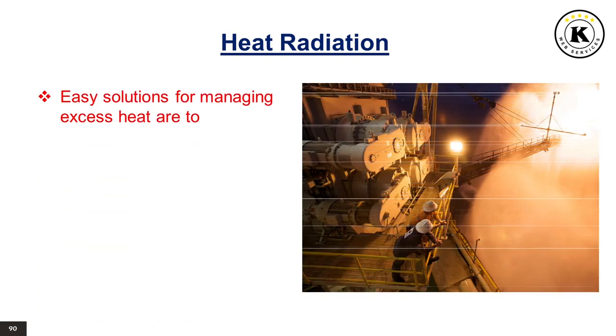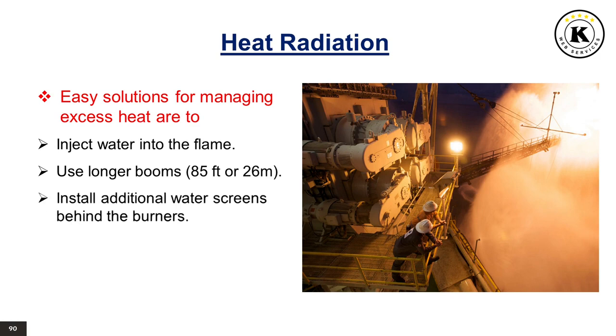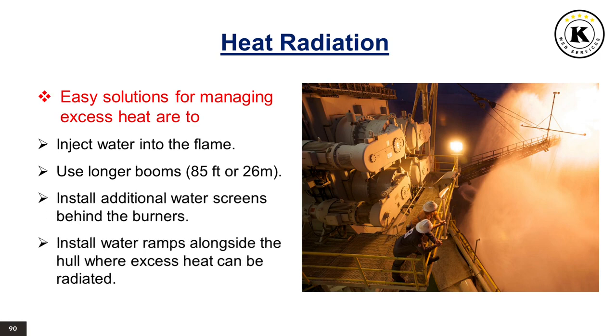Easy solutions for managing excess heat are to inject water into the flame. Use longer booms, 85 feet or 26 meters. Install additional water screens behind the burners. Install water ramps alongside the hull, where excess heat can be radiated.